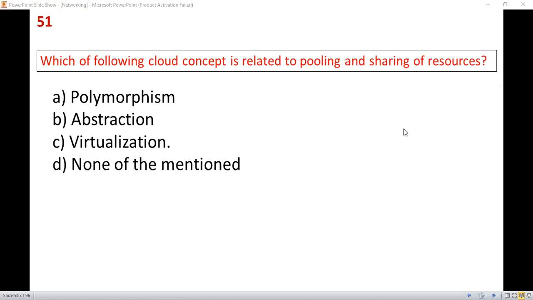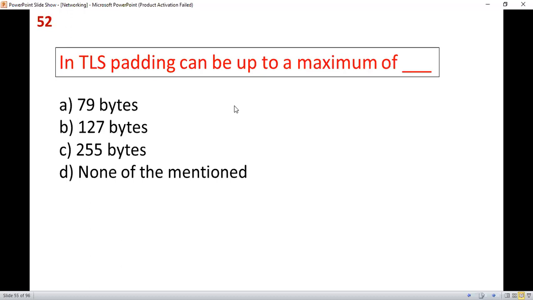Okay, now we can move on to the next question. The next question, question number 52: in TLS, padding can be up to a maximum of what? What will be the answer for this question?